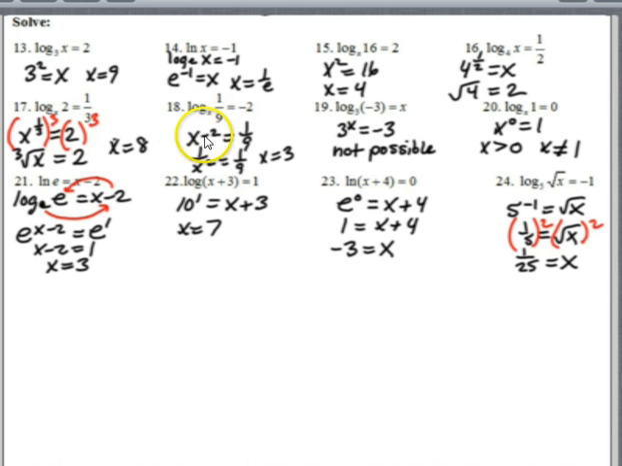17 we did. 18 is 3. Take a look at that one, it's a little bit tricky. 19, not possible. If you were wondering what in the heck was going on with that, it's not possible to have any exponent on 3 that would give me -3. You can't take the log of a negative number. Number 21 is 3. Number 22 is 7. And number 24, also a little bit tricky, 1 over 25. So check your work on those, make corrections if you need to, and then continue the video.